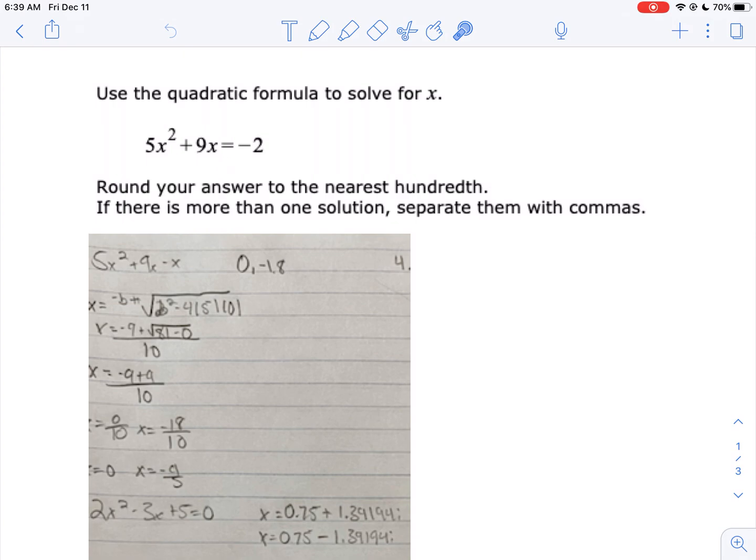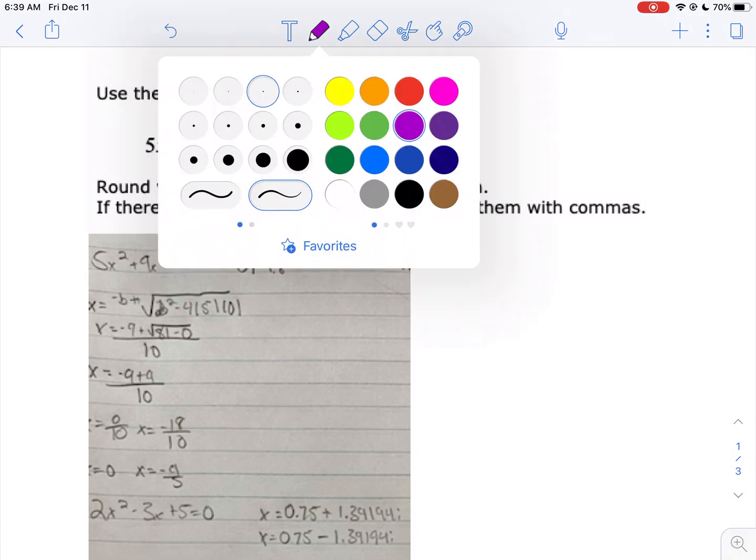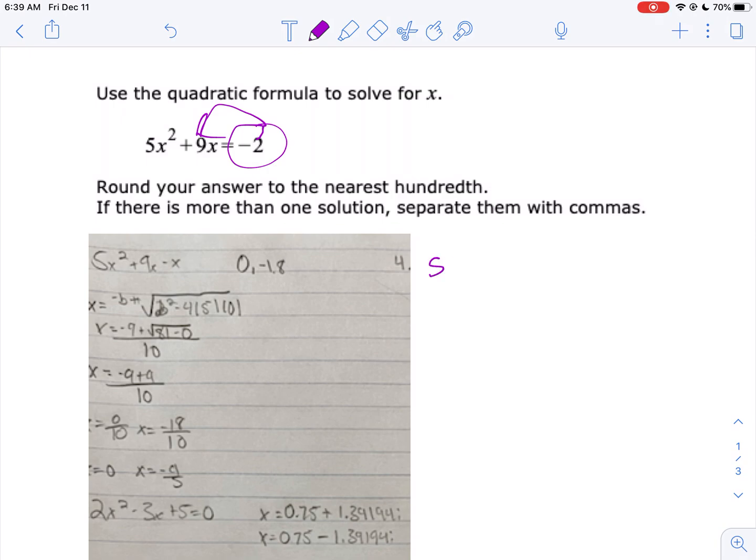So what we're going to do is take this negative 2 and push it to the other side. So your new equation is 5x squared plus 9x plus 2 equals 0, because you have to make it equal to 0. Now you can use your quadratic formula. We know a is 5, b is 9, and c equals 2.